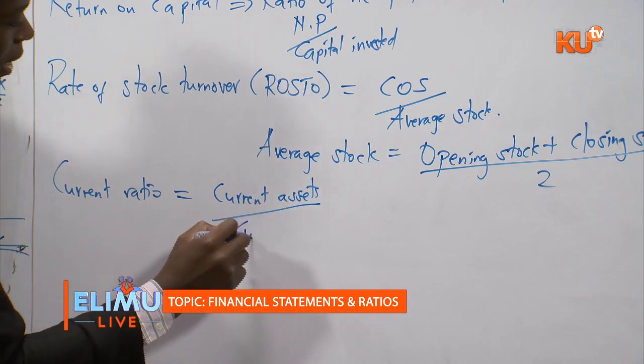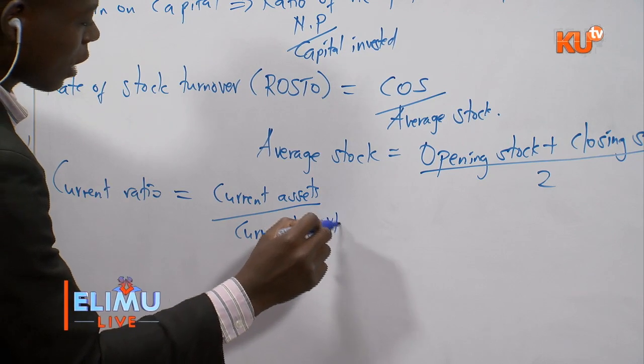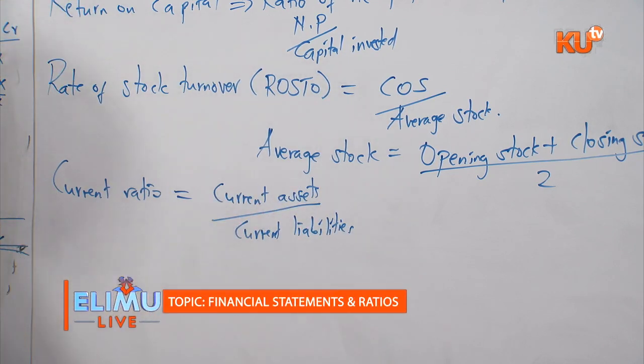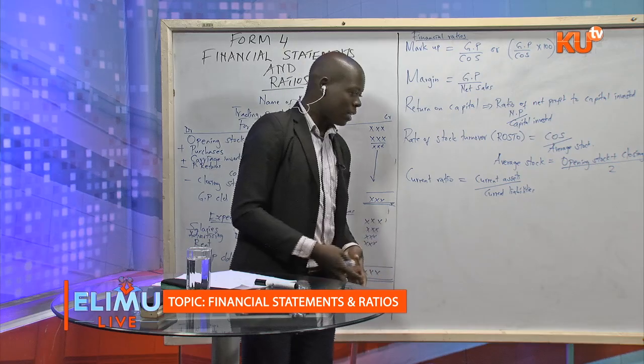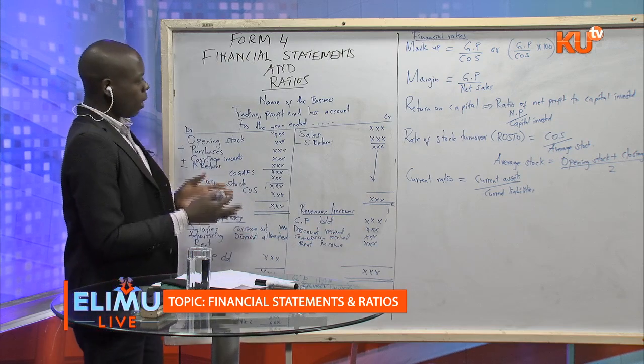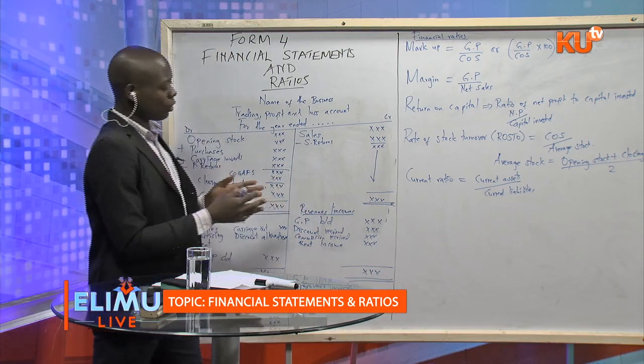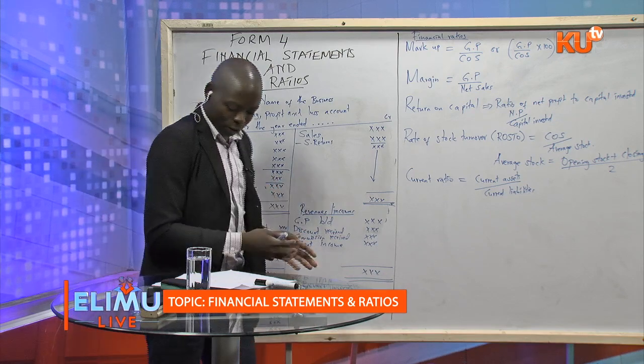over current liabilities. And from your understanding of the introduction to accounting, you are told what are current assets and what are current liabilities, because those are simply types of assets and types of liabilities. So those are key financial ratios that we need to calculate today in our lesson.